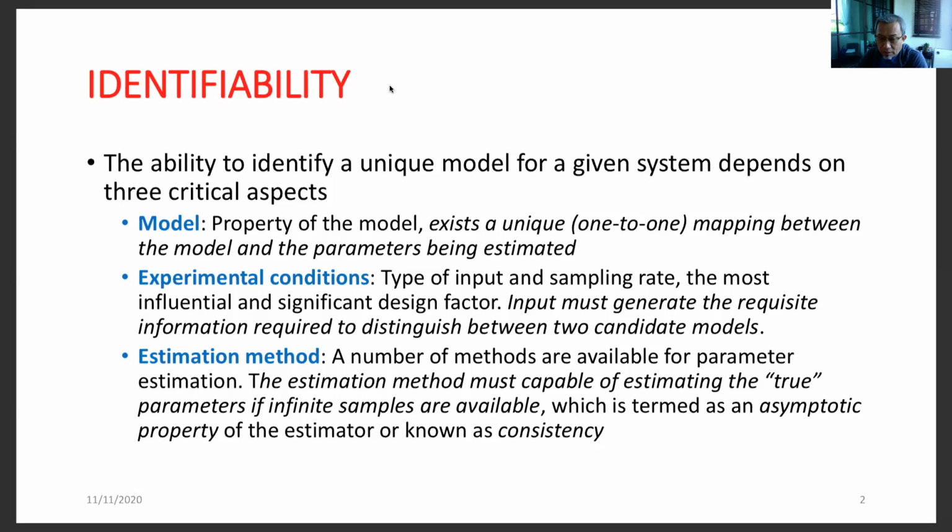Okay, if finite samples are available, which is termed as an asymptotic property of the estimator, known as consistency. Meaning that when we try this method, we see the coefficients first, we get the first solution of the coefficients. Then we try another one for the second time. The coefficients are not far different from the first ones that we get.